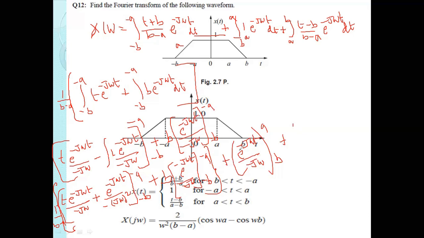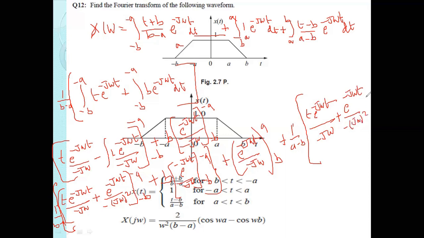It is b minus a, not the b minus a, it's a minus b. Okay, so take the common term a minus b whole multiplied with the same function, but the integral limits are different: t into e power minus j omega t by minus j omega plus e power minus j omega t by minus j omega whole square, with upper limit a, and lower limit.